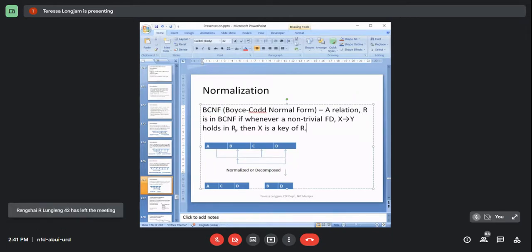A relation R is in BCNF if whenever a non-trivial functional dependency X determining Y holds in R, then X is a key of R. If there is any functional dependency X determining Y in R, then for sure this X should be the key, and there shouldn't be any partial dependency. It means the Y should be depending on the whole X. Okay, so this is BCNF.